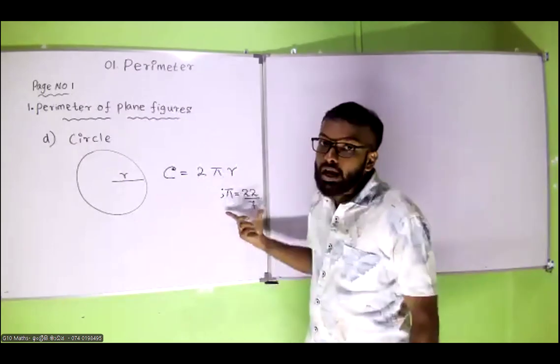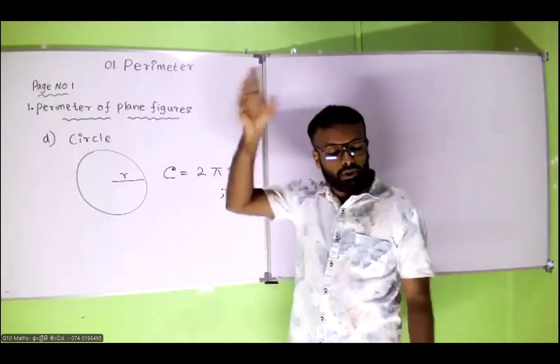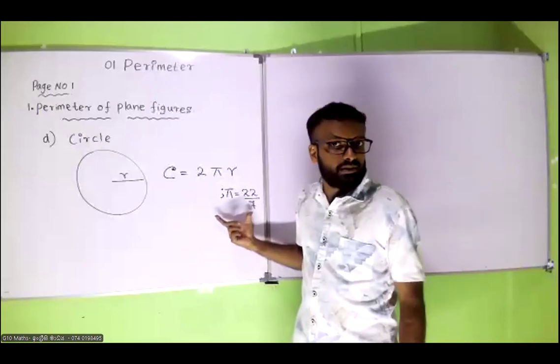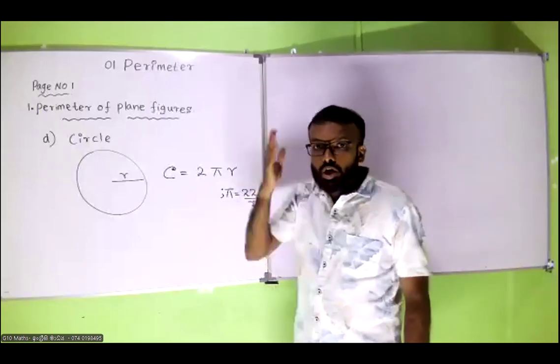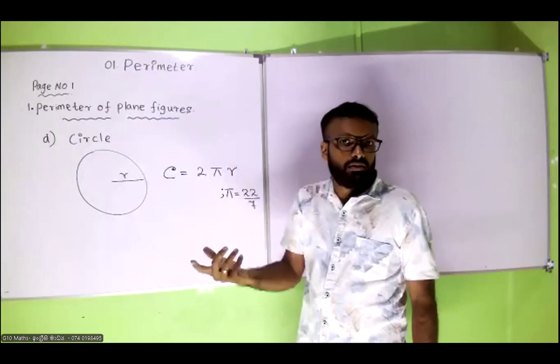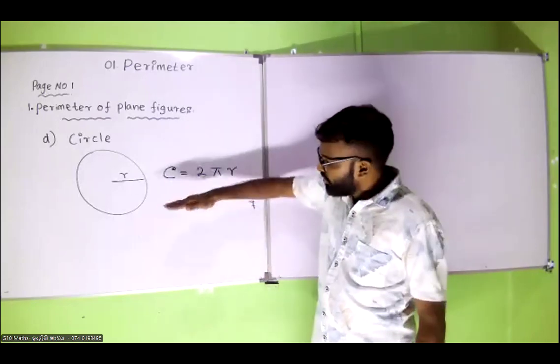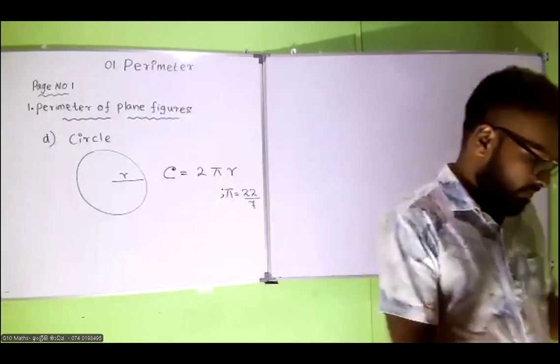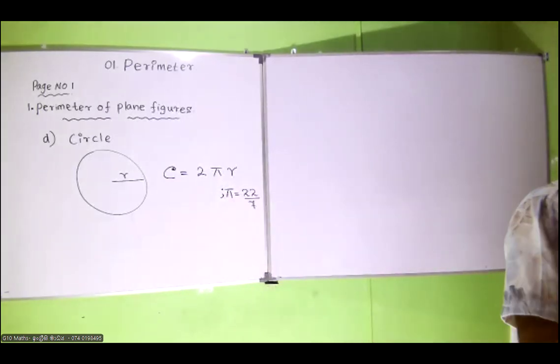This is a world standard. A fundamental thing of mathematics, right? Pi equals 22 upon 7. Keep that in your mind. So these are the basic things. Hope you have done this. Super.